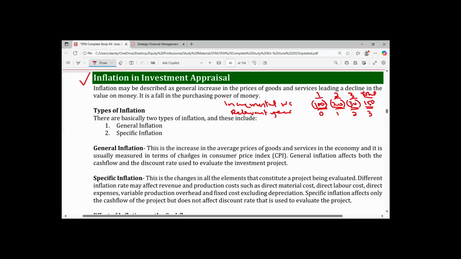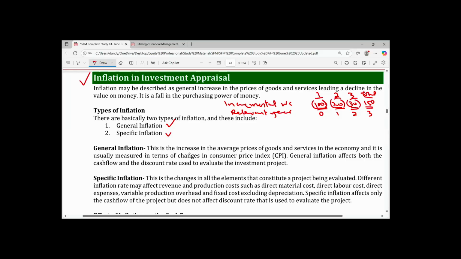because of the impact of inflation. So as far as capital budgeting is concerned, there are two types of inflation. We have general inflation and specific inflation. General inflation is the increase in the average prices of goods and services in the economy, as measured by changes in the consumer price index. General inflation will affect both the cash flows and the discount rate or cost of capital to be used to evaluate the project. So that is general inflation.